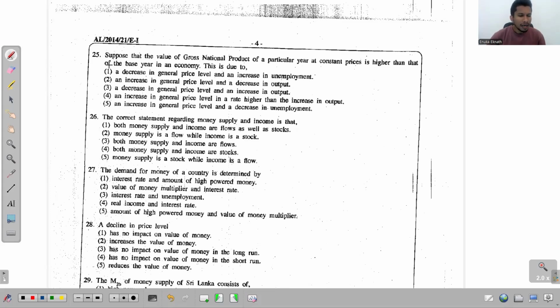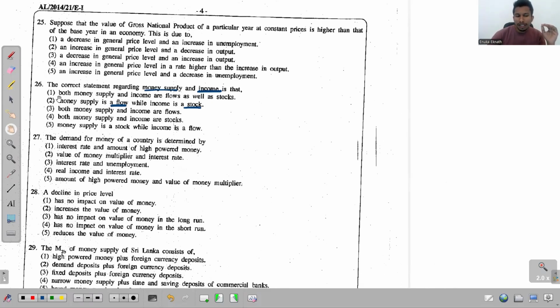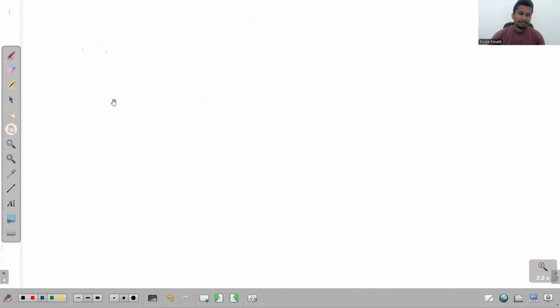Now look at this 26th question in the 2014 A-level paper. It says, the correct statement regarding money supply and income is... Okay. And if you look at the given answers, in all these answers they are talking about the difference between the flow concept and the stock concept. So before we select the correct answer, we need to first understand the difference between a flow concept and a stock concept. So let me take this table to explain this.